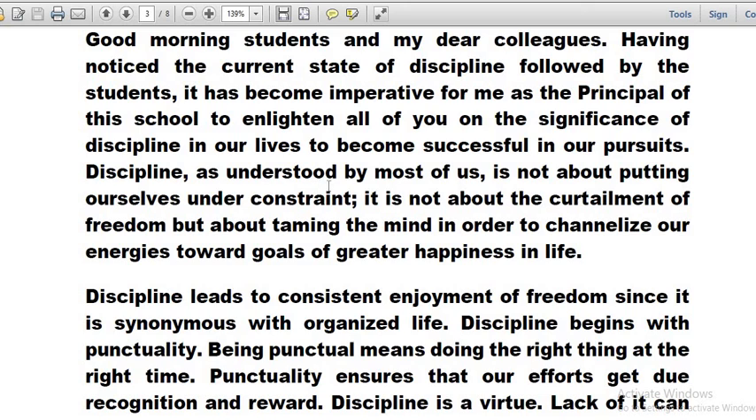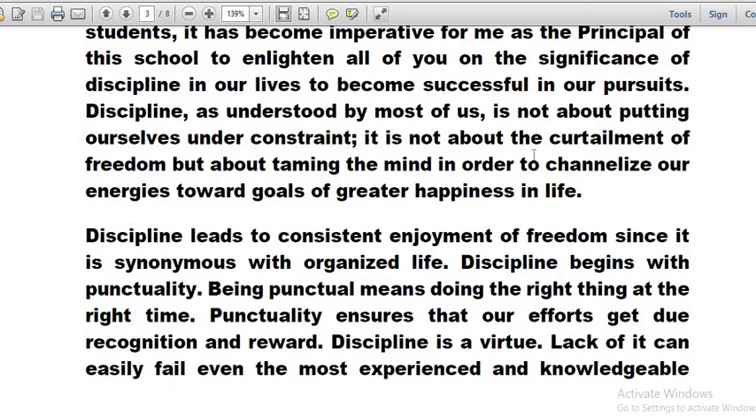Discipline, as understood by most of us, is not about putting ourselves under constraint. It is not about the curtailment of freedom, but about taming the mind. Taming means controlling the mind in order to channelize our energies towards goals of greater happiness in life. This is very important. Discipline doesn't mean that your freedom is totally restricted. No, dear students, discipline doesn't mean that.